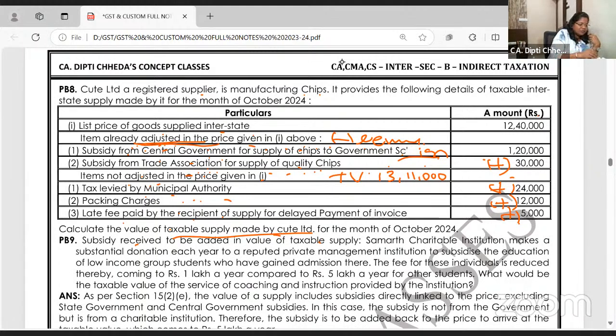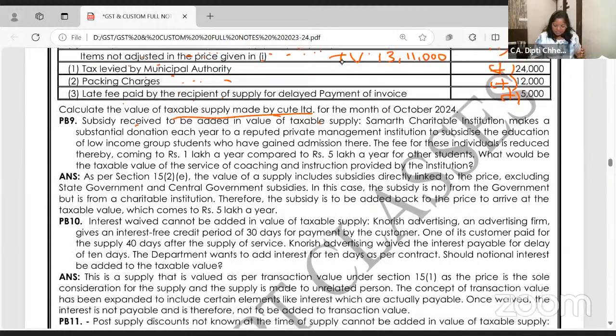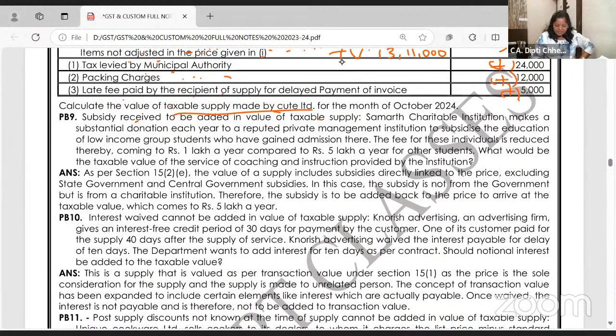One second, dear students. Yeah. Some corrections are there. Chalo. Next, answers are printed because these are simple conceptual questions again related to subsidy. Subsidy received to be added in the value of the supply se related hai.